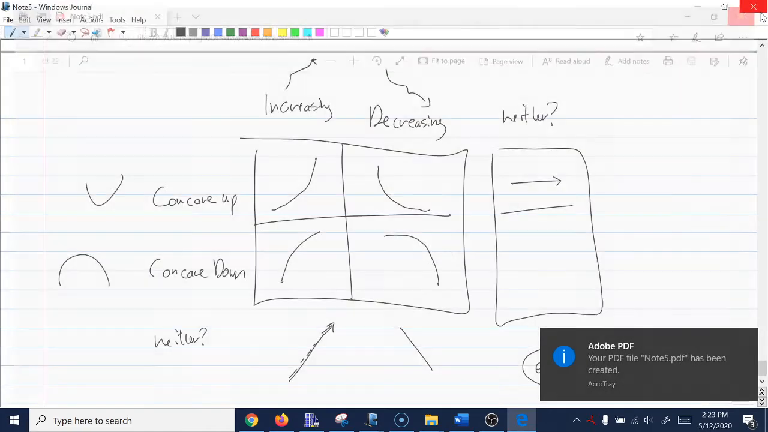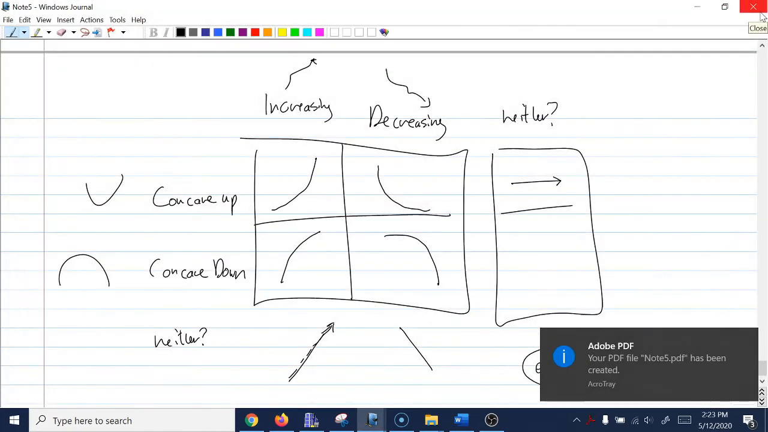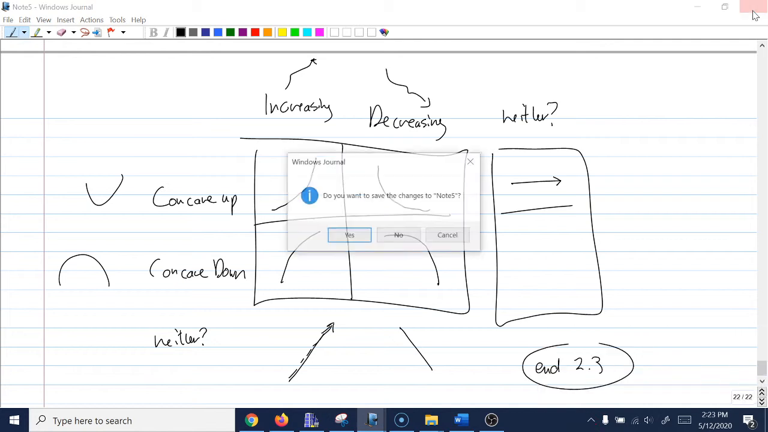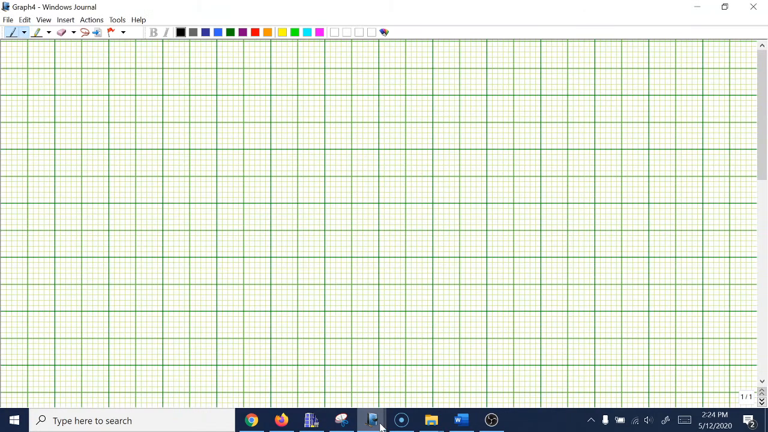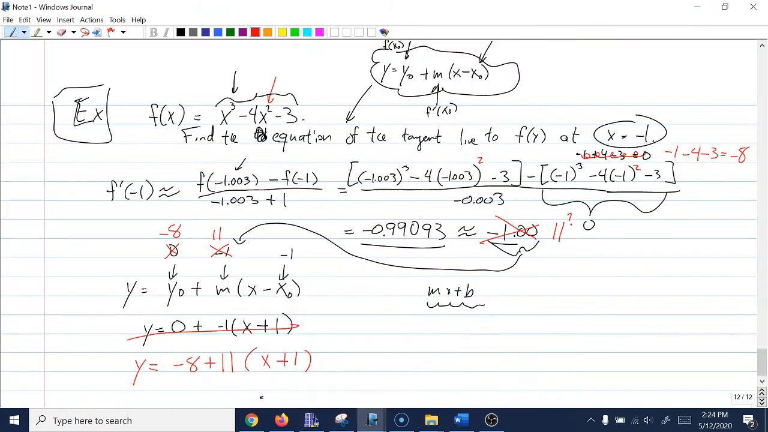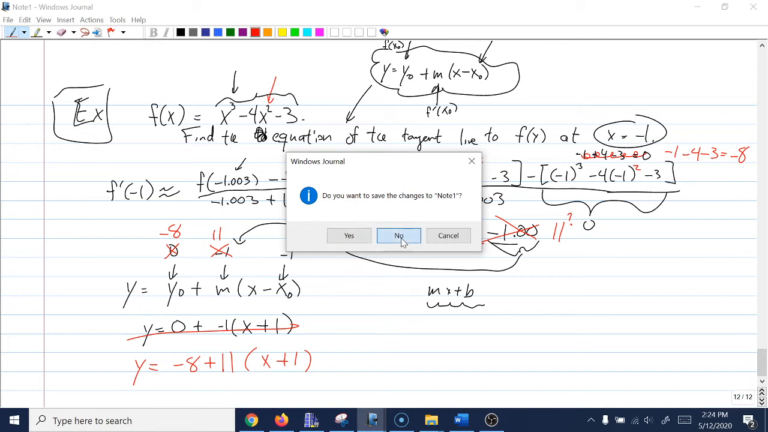Don't want that. We're getting ready to talk about section 2.5. Don't need that anymore. Let's close that. Cool. So far, we covered 2.1 through 2.4.